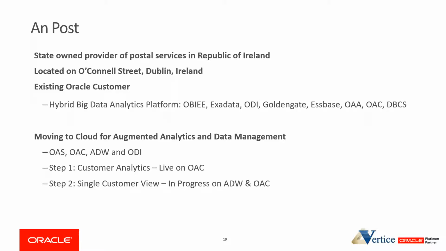So An Post are considering Oracle Analytics Server as the logical upgrade path from OBIEE, and they already have Oracle Analytics Cloud, Autonomous Data Warehouse, and ODI in place. And the first step then for them to the cloud was Customer Analytics, which is live on OAC, and I'll go through what Customer Analytics is now in just one moment. The second step was then a single customer view, which is in progress on ADW and OAC. So that's in a proof of concept phase.